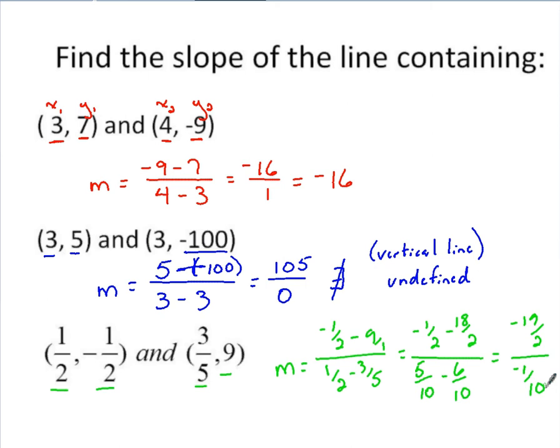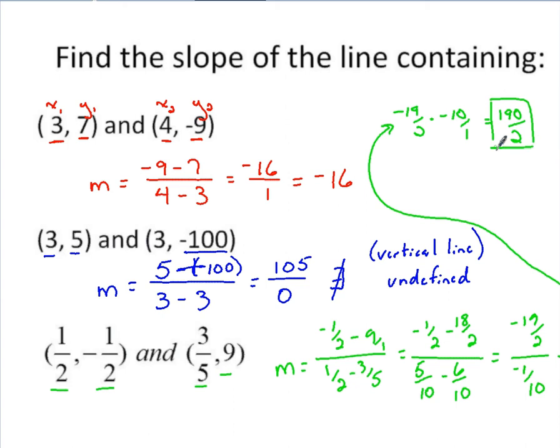If I remember my rules now for dividing with fractions, bring my work up here since I'm running out of room, I would take my numerator of negative 19 over 2, and I would multiply by the reciprocal of the denominator, which would be negative 10 over 1, or just negative 10. We multiply that out. Got negative times negative positive. Got 19 times 10, which is 190. Got 2 times 1, which is 2. So 190 over 2, I would say that's an acceptable answer here for our slope for that third set of ordered pairs.